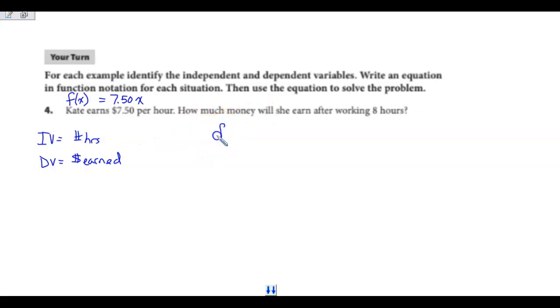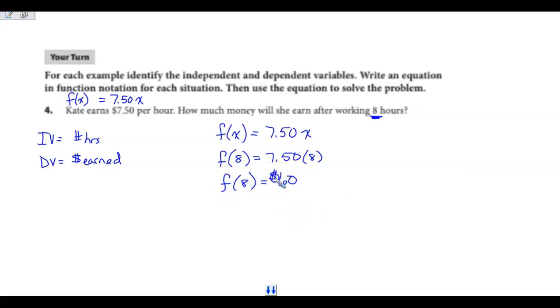So now that I have my function notation, they want to know for 8 hours. So this is what we're going to use for x. So we're going to have f of 8 equals $7.50 times 8. And when I put that in my calculator, I get 60. So for working 8 hours, she's going to get paid $60.